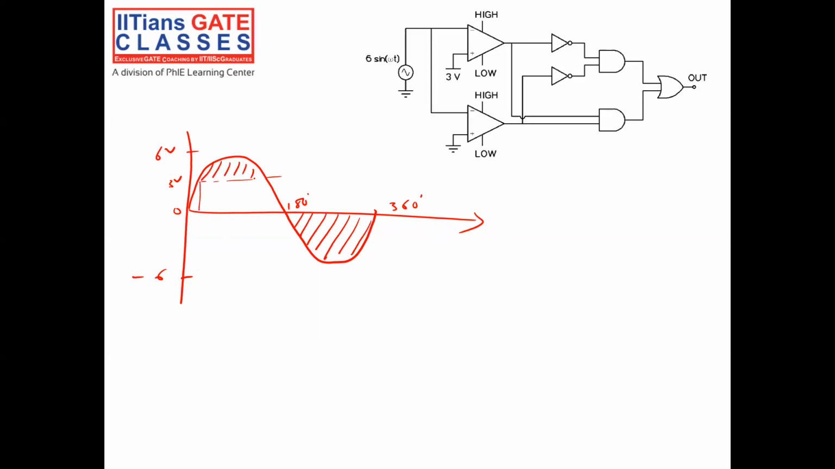So you know for a sine wave, this is the sine wave, 6 sine omega t is equal to 3 volt. This implies omega t will be either 30 degree or 150 degree. In both cases, it will be 1. So it will be 30 degree here and 150 degree here, since 180 minus 30 is 150. So during this entire duration, my output will be high.